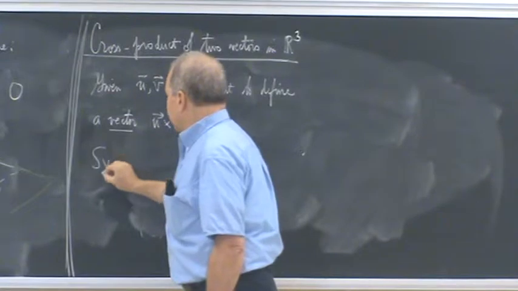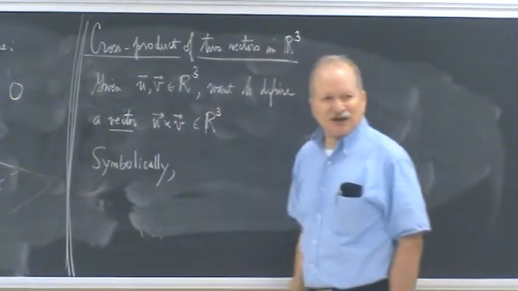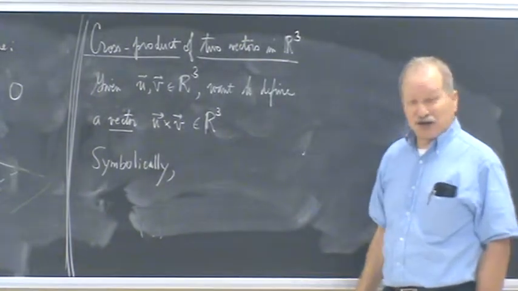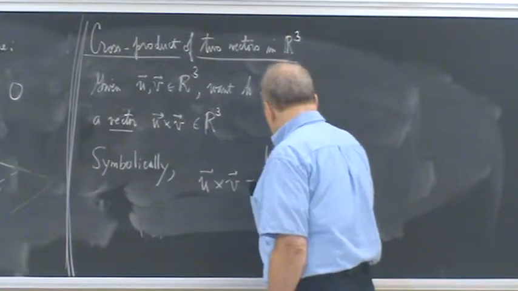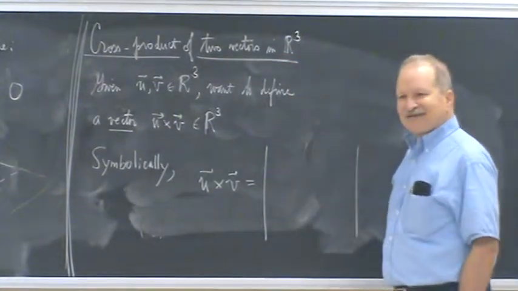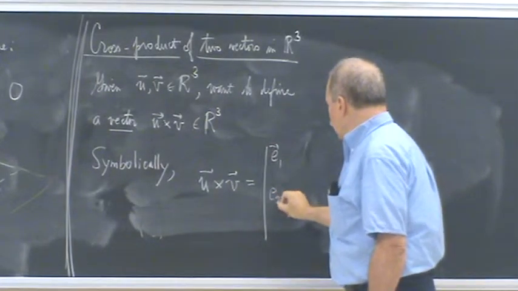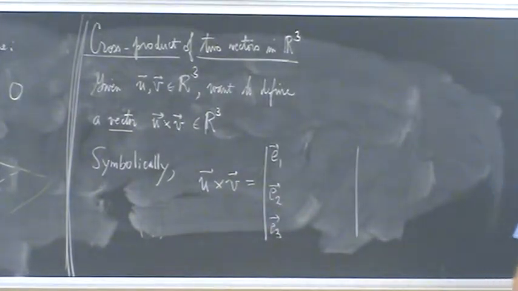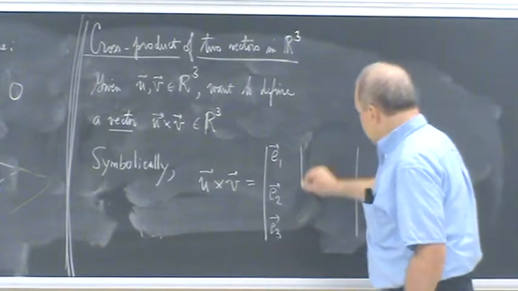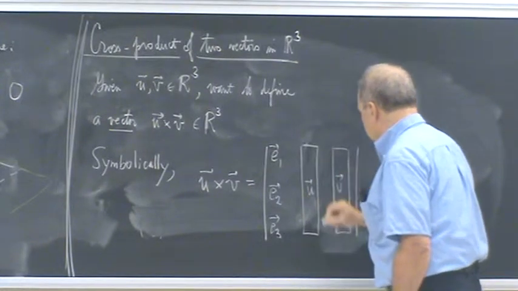Okay, here's what you do. Symbolically, I'm going to write down something that you're going to look at and say, that makes no sense, but I'm going to tell you to do it anyway. You take u cross v to be the vector you get by doing a determinant, where in the first column you put e1, e2, e3. And you're already saying that makes no sense, I only know how to do determinants with numbers. And I'm telling you, I don't care. Do it anyway. Put u in the second column, and put v in the third column, and do the determinant.